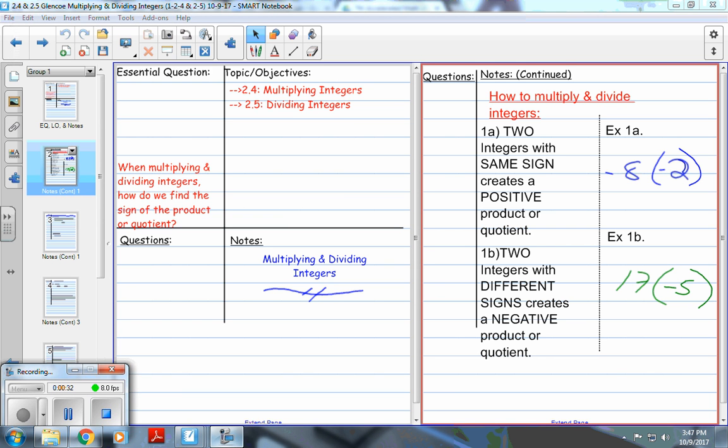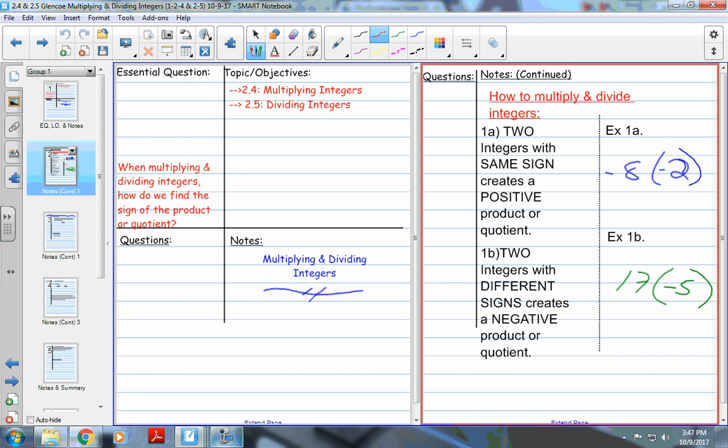All right, welcome back. So our lesson today, we're focusing on how to multiply and divide integers. And our essential question is, when multiplying and dividing integers, how do we find the sign of the product or quotient? So I want you to start paying attention. Just like when we had adding with same signs, there was not 3 steps, but there was a step 1a and a step 1b. So it's either or here. It's very similar to that last lesson.